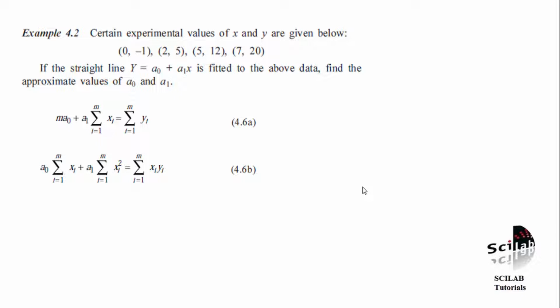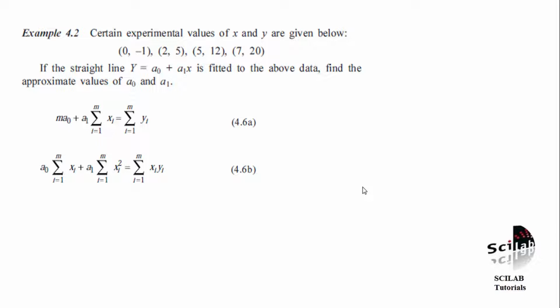So here, what is m? m represents the number of data points. In the given problem, we have 4 data points. Therefore m will be equal to 4, and summation xi represents the sum of values of x, and summation yi represents the sum of values of y. Similarly, summation xi square represents the sum of x square values, and summation xi yi represents the sum of values of xy.